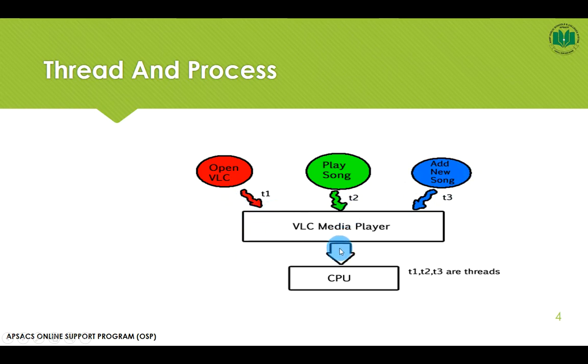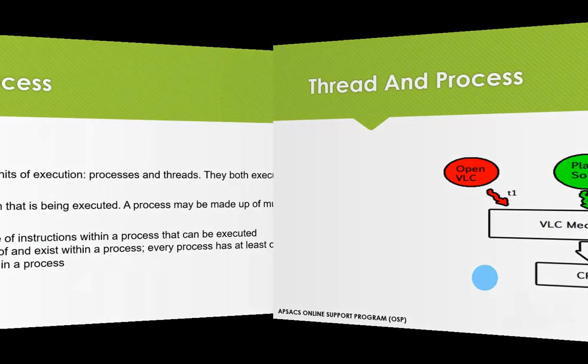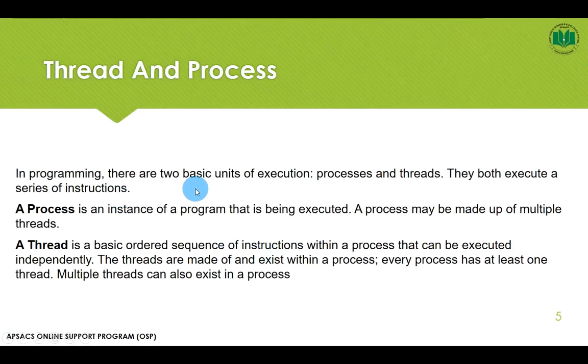All these things are done in a single process, which is called the VLC media player process, and the process is executed by a CPU. T1, T2 and T3 are the threads in a process. So in programming, there are two basic units of execution: processes and threads. They both execute a series of instructions. A process is an instance of a program that is being executed. A process may be made up of multiple threads.